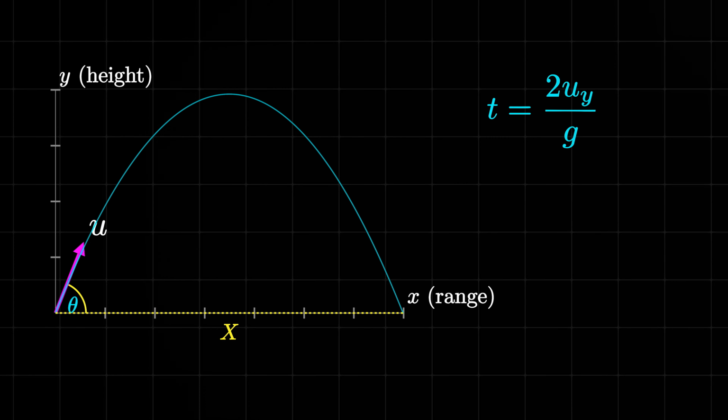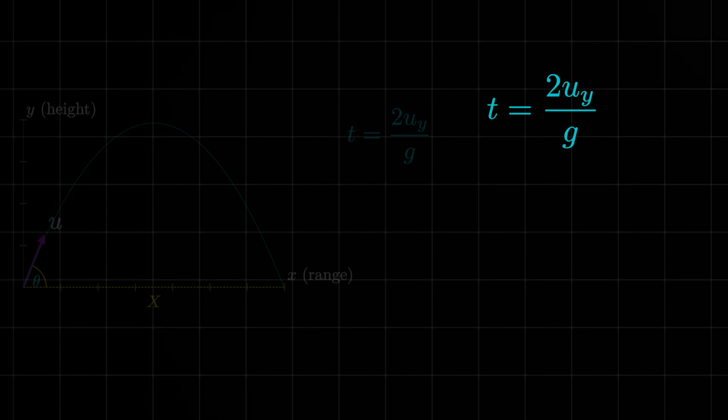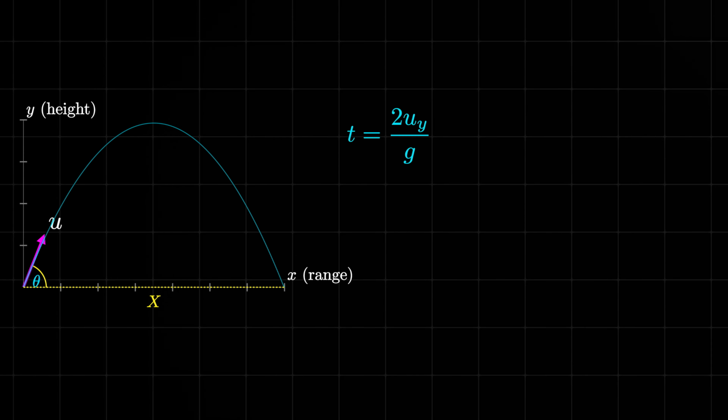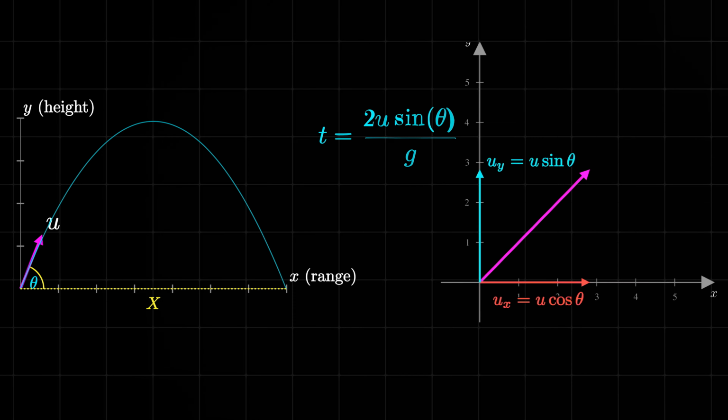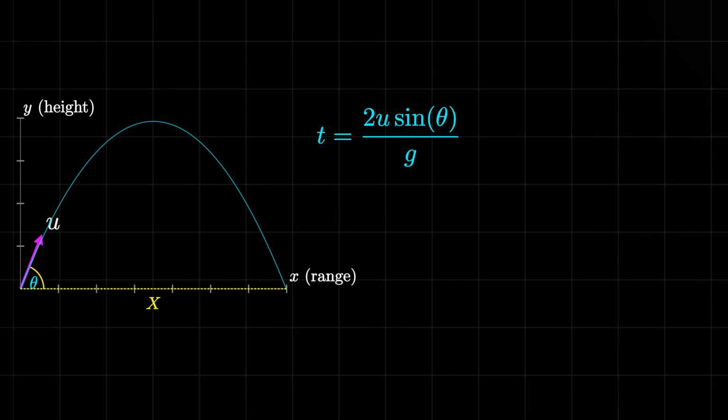But we want to relate uy to u and theta. In order to do that, let's look at the components of the initial velocity vector u. We can break u into two parts, ux and uy, with the horizontal part being u cos theta, the vertical being u sin theta. So if I substitute the value of uy into the t equation, I'll get t equals 2u sin theta over g. This completes the first part of the problem.